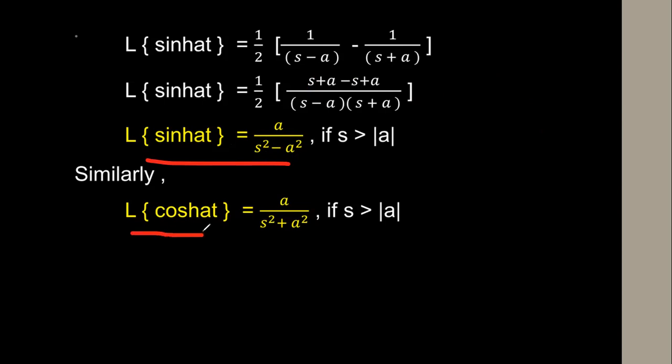Similarly, for the cos function, the Laplace transform of cos h is given as a by s square minus a square. Sorry, s by, not a by. It is s by s square minus a square. A small mistake here. The Laplace transform of cos h can be written as s by s square minus a square.